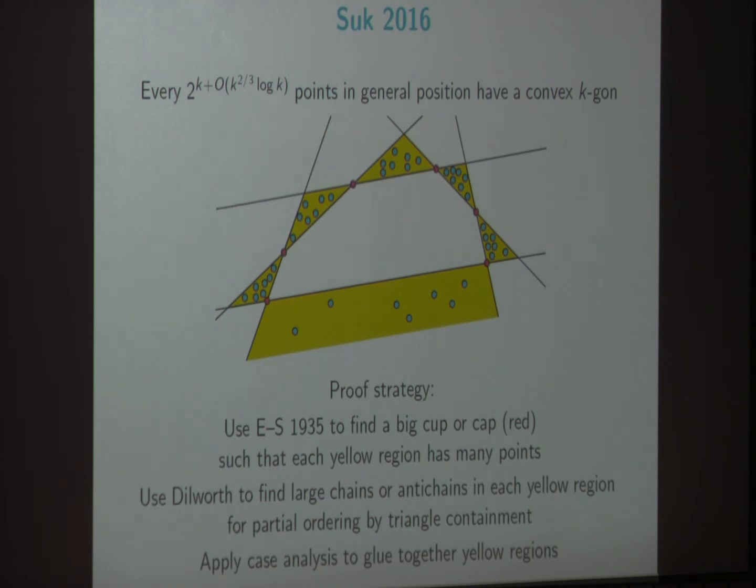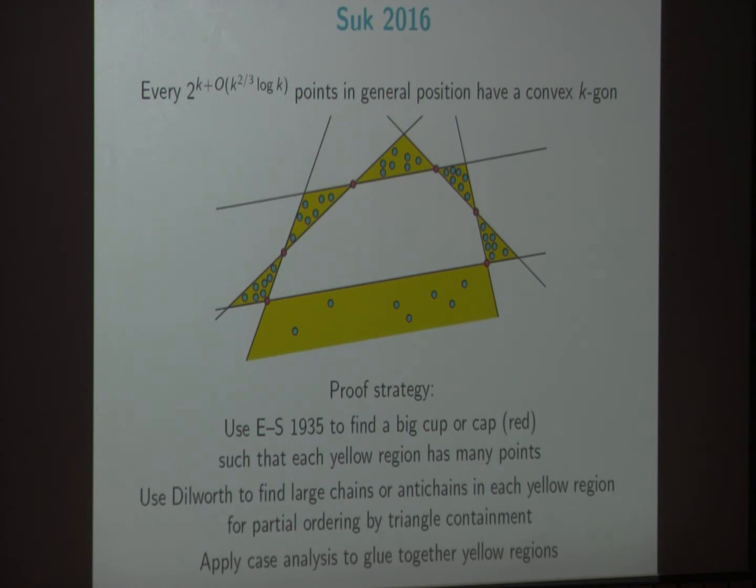So there's been a very recent breakthrough on the problem, and I'm not going to go into it in a lot of detail because I don't understand it in a lot of detail, but it's not that long a paper. By Suk, recently published, the following: found that every 2 to the k plus little o of k, and Suk's little o of k is k to the 2/3 log of k, but he adds in a note at the end of his paper that someone else had improved that to o square root of k. So every 2 to the k plus little o of k points in general position have a convex k-gon in them. And his proof strategy involves finding a cup or a cap.